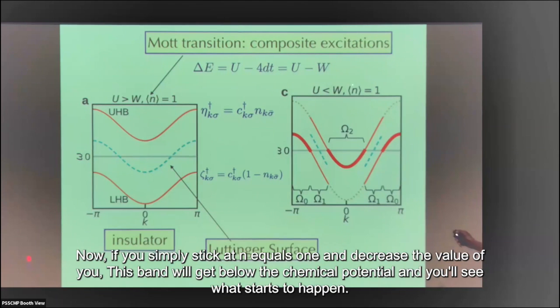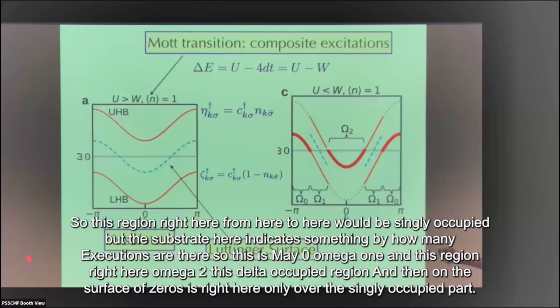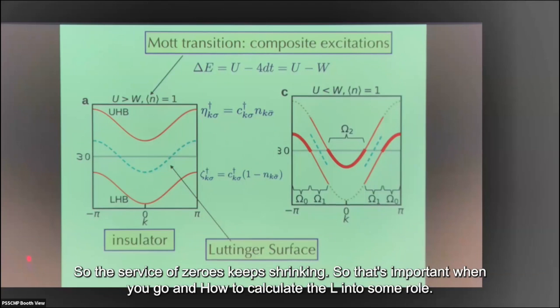Now, if you simply stick at n equals 1 and decrease the value of U, this band will dip below the chemical potential, and you'll see what starts to happen. The system will become a metal, because there are certain parts of the spectrum now which are singly occupied. So this region right here, from here to here, would be singly occupied. The subscript here indicates how many excitations are there. So this is omega 0, omega 1, and this region right here, omega 2, this doubly occupied region. And now the surface of zeros is right here, only over the singly occupied part. So the surface of zeros keeps shrinking. So that's important when you go and calculate the Luttinger sum rule.